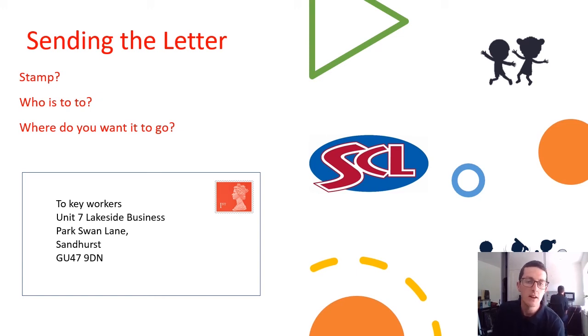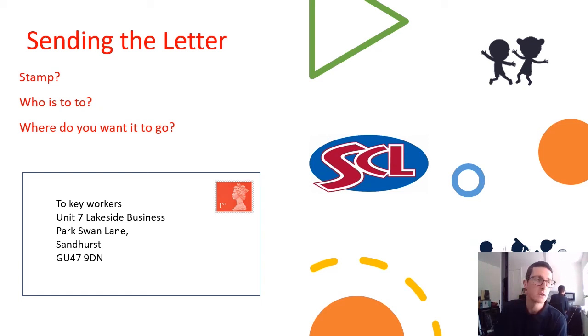The address has to be written in a specific way. You start with the house number or building number and then the road name. So as you can see for SCL, we're on number 7 at Lakeside Business Park and we're on Swan Lane. Now the next thing you want to include is the town name. So find out what that is and include it underneath. And then finally, you need to include the postcode.